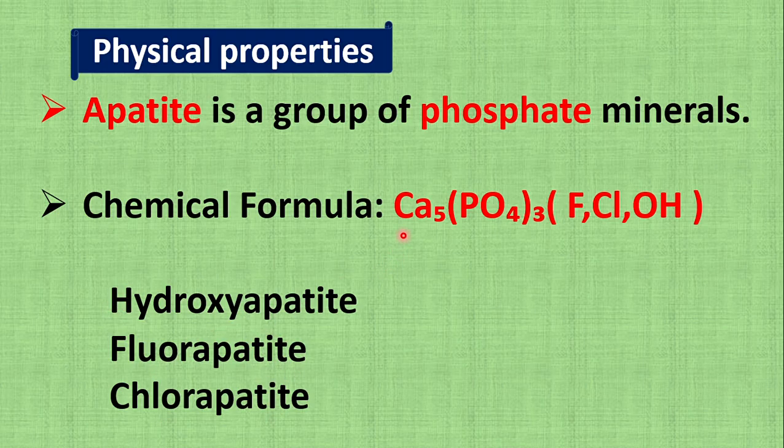Okay, in this formula Ca5(PO4)3, if we use only the OH suffix, then the mineral is known as hydroxyapatite. And when we use only F, or fluorine, then the mineral is known as fluoroapatite, or when we use only the chlorine, then the mineral is known as chloroapatite. Okay, it means apatite is a group of minerals, not a single mineral.